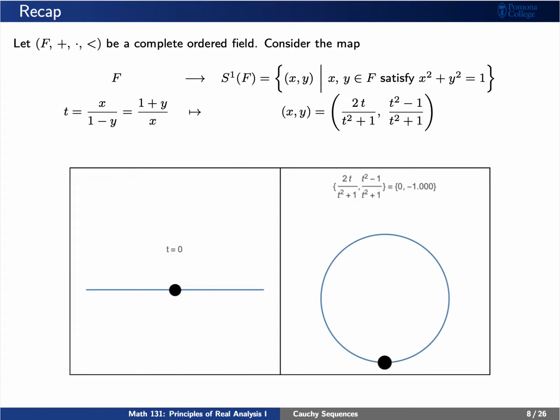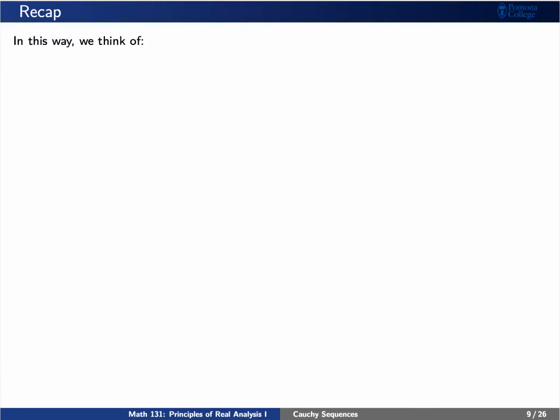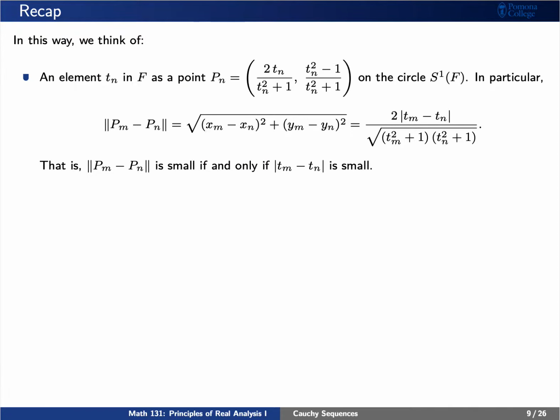The idea is that we can take, by looking here at the lower left-hand box, F as a number line, and we can wrap this number line around so that it's a circle. The whole point here is that plus or minus infinity inside of F really becomes the very top of the circle. In this way, we can think of an element t in F as a point on the circle. In particular, if we have 2 points on the circle, namely p sub m and p sub n, they are very close in the sense of Euclidean distance if and only if the difference t_m minus t_n is very small.